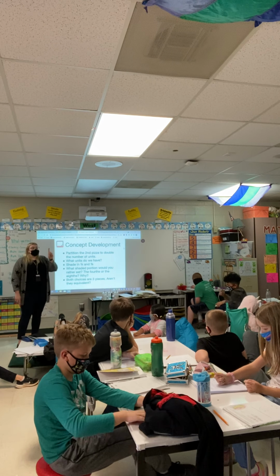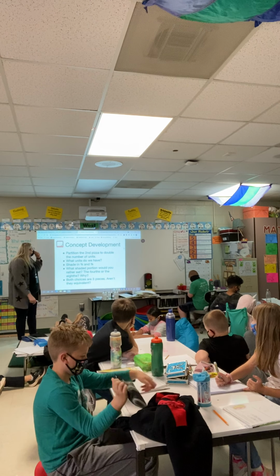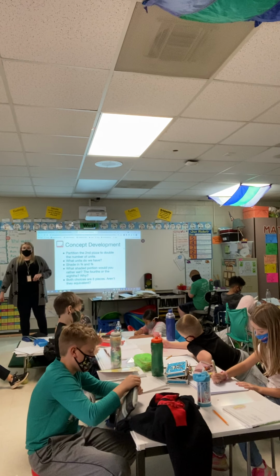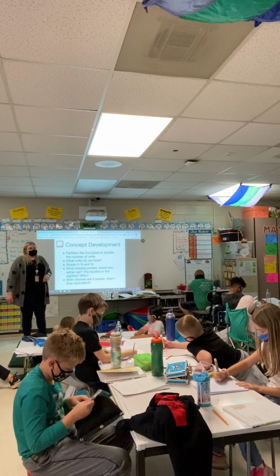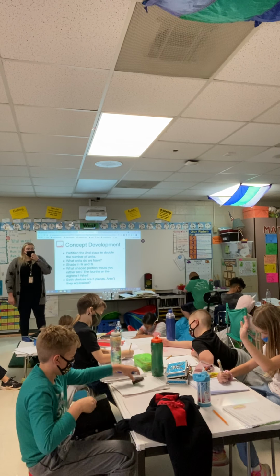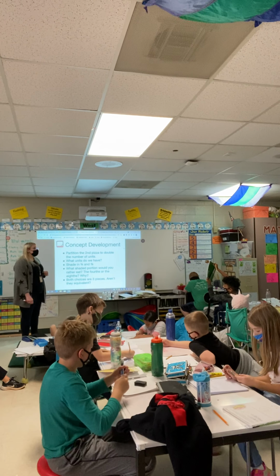So the first pizza, you're going to keep it in fourths. Don't touch it. But the second pizza, it wants you to double the number of units. So if it's fourths, what would be double of fourths? 8. So change the fourths into eighths on your second pizza.